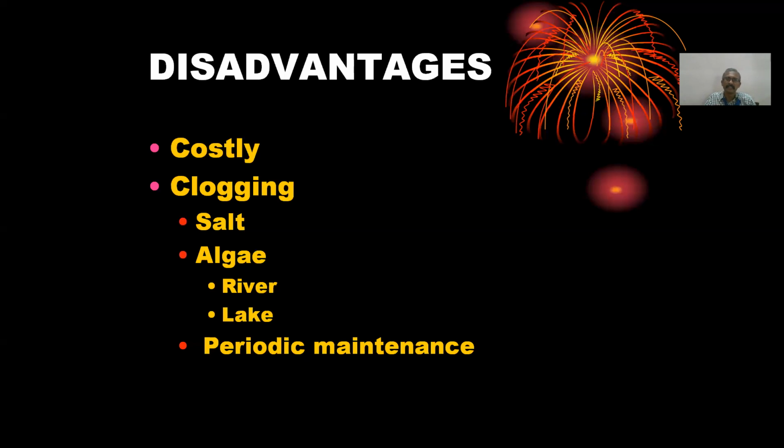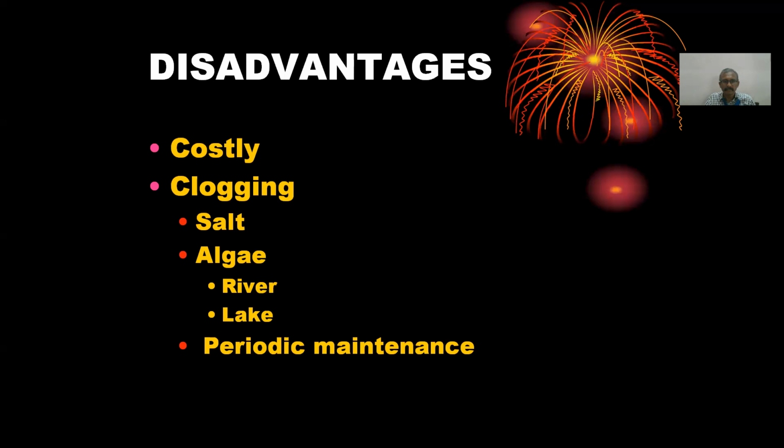Otherwise, the other disadvantage is only one disadvantage. Clogging is the biggest disadvantage with drip irrigation. The drippers and the system get clogged most of the time. The clogging occurs because of two reasons. One is salt and another is algae.